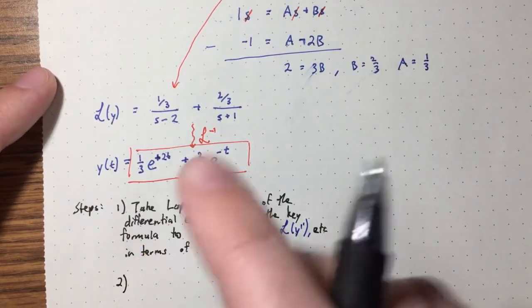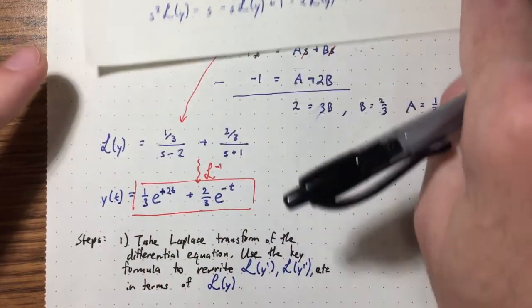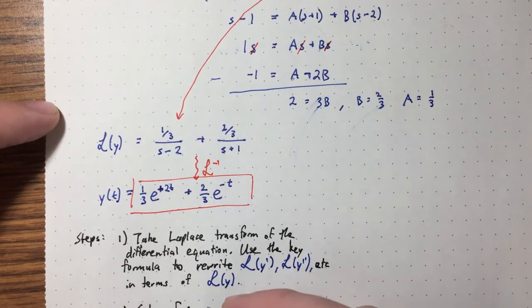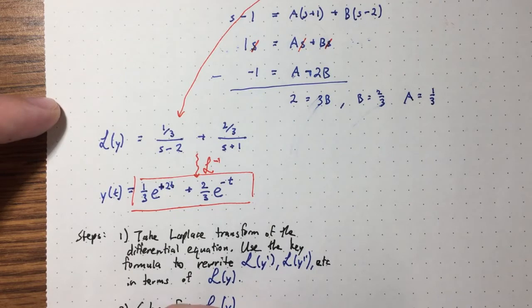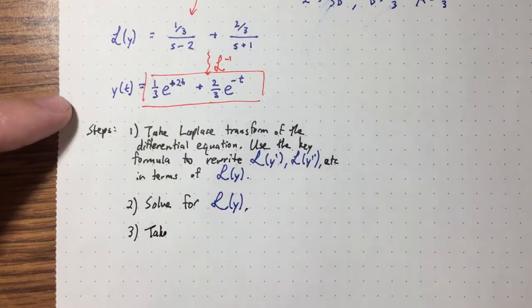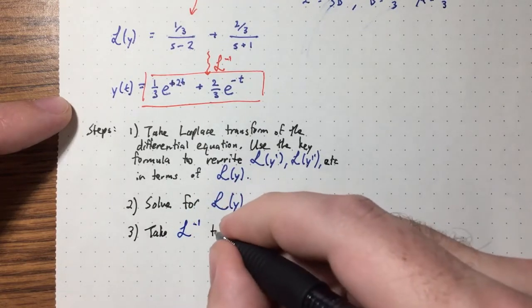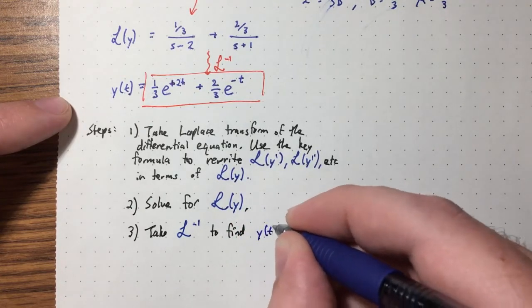All right, what was our second step? Once we did that, we noticed that we should solve for L of y. That's an algebra problem. And then finally, we take the inverse Laplace transform to find our desired solution, y of t.